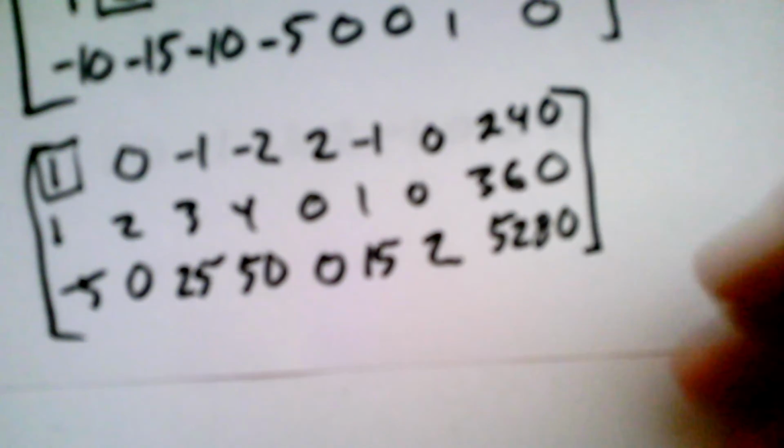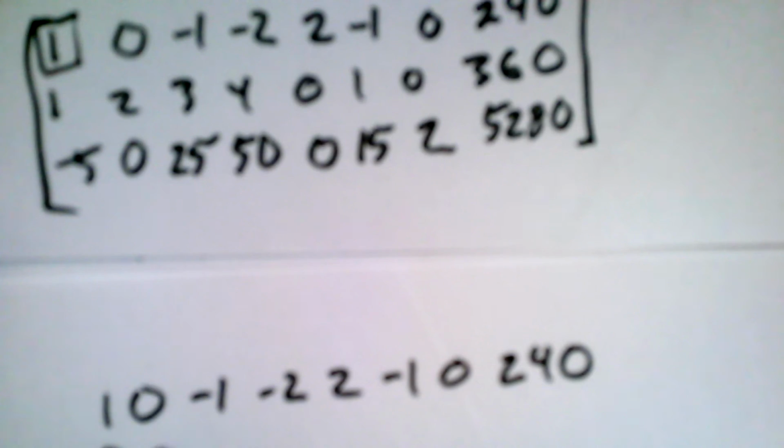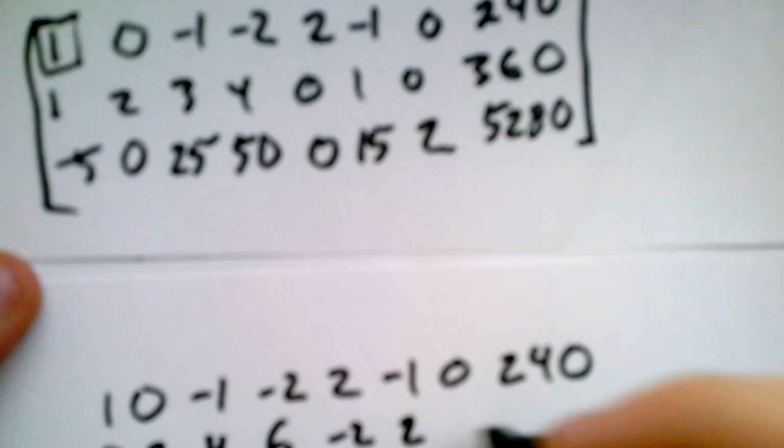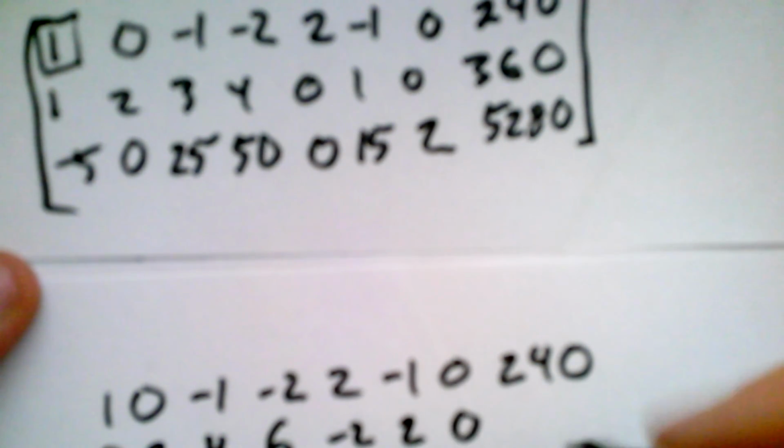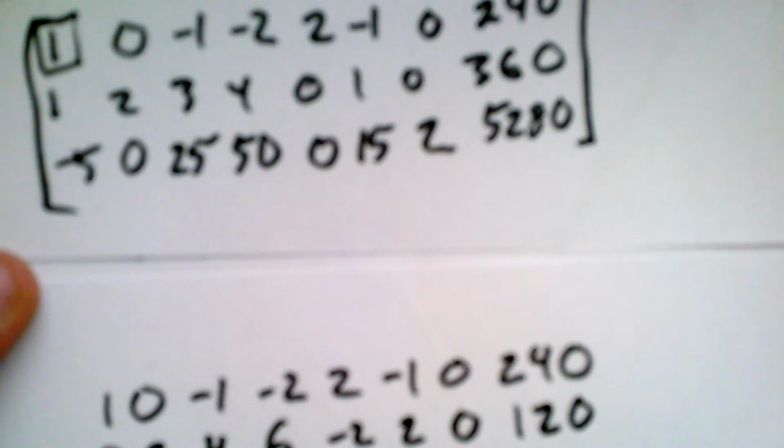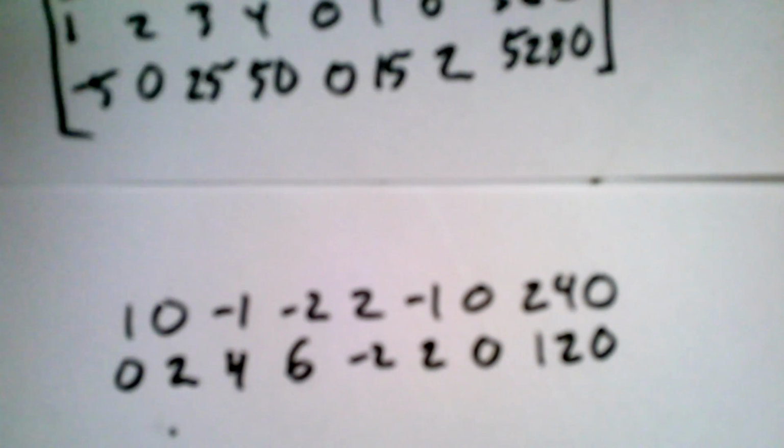If we take the second row and subtract the top row, we get 0. So we'll do that. We get 1 minus 1 is 0. 2 minus 0 is 2. 3 minus -1 is 4. 4 minus -2 is 6. 0 minus 2 is -2. 1 minus -1 is 2. 0 minus 0 is 0. 360 minus 240 is 120. So that is our second row.